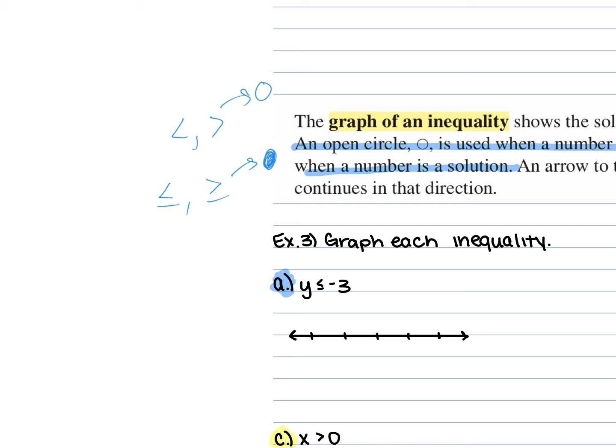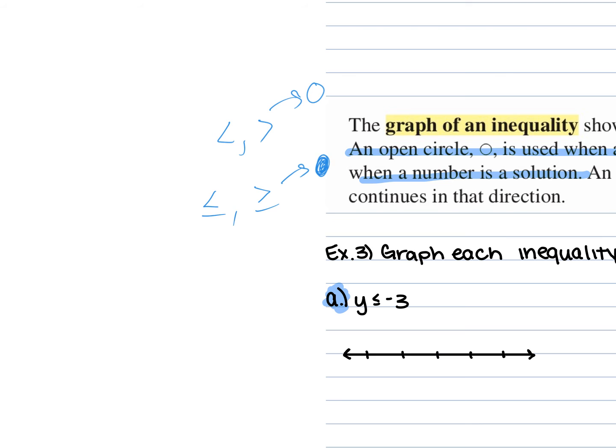If something is less than something else, that would always indicate the numbers to the left on the number line. Do you agree? And if something's bigger than something else, that would indicate the numbers to the right on the number line. Same thing with less than or equal to. For less than or equal to, we're shading to the left. And for greater than or equal to, we're shading to the right.